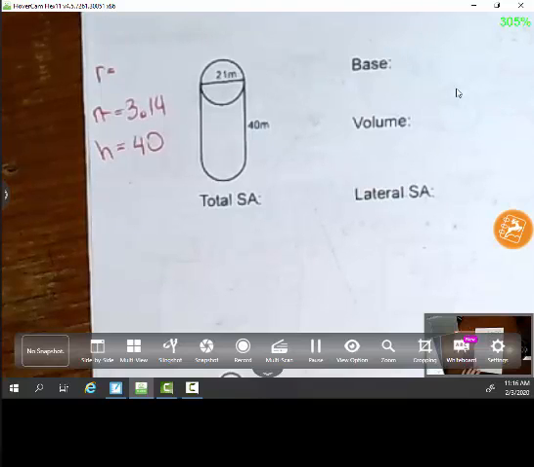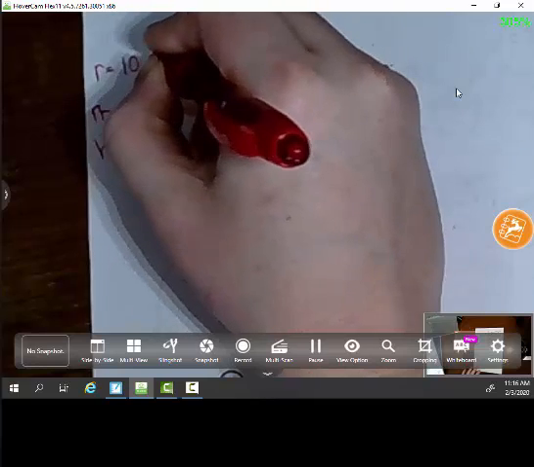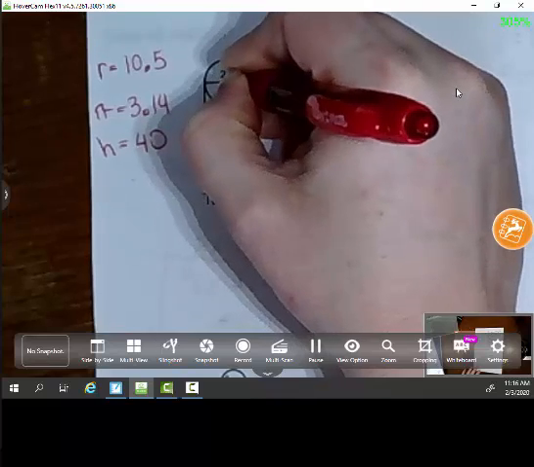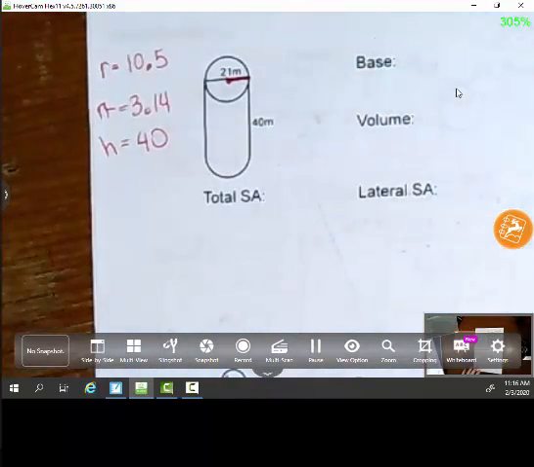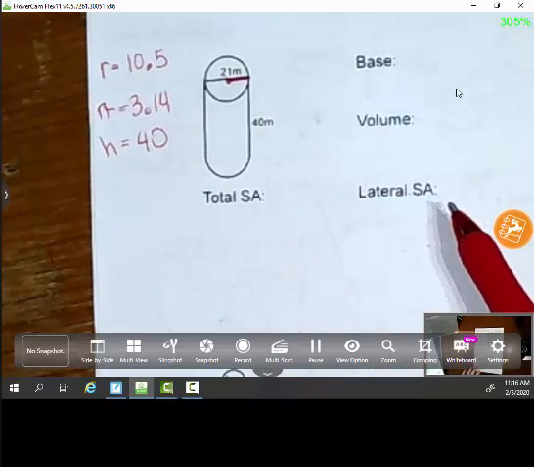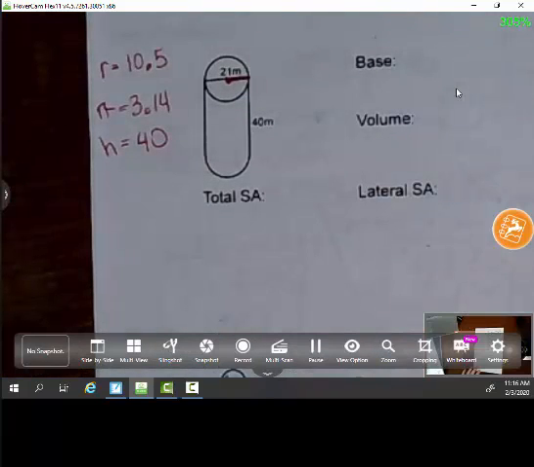So pi and height are the two easy ones. Pi is 3.14. The straight up and down is 40. What's the radius? 10. Why is the radius not 21? Because radius is half of the diameter. The 21's the diameter. We need half of that for the radius. Did that trick you? Go ahead and find total surface area and lateral surface area. I'll give you 2 minutes.